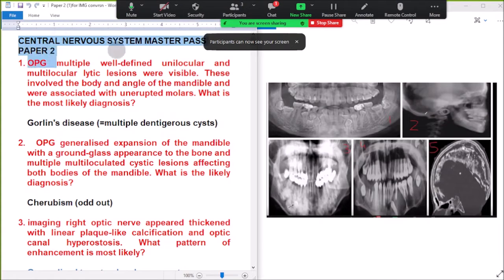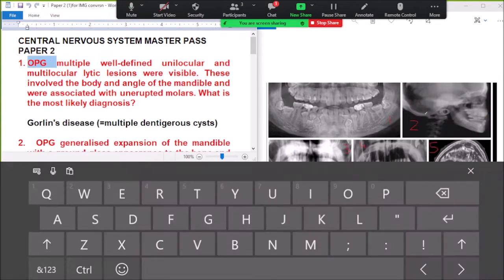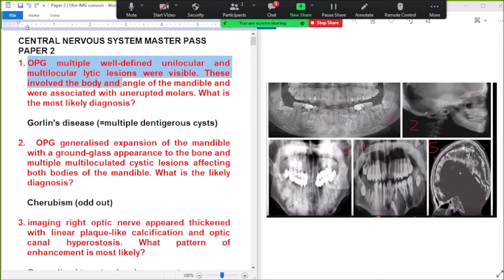Central nervous system master pass paper 2. Question number 1. OPG shows multiple well-defined unilocular and multilocular lucent lesions. These involve the body and angle of the mandible and were associated with unerupted molars. What is the most likely diagnosis? Cherubism. Multiple dendritic cysts.